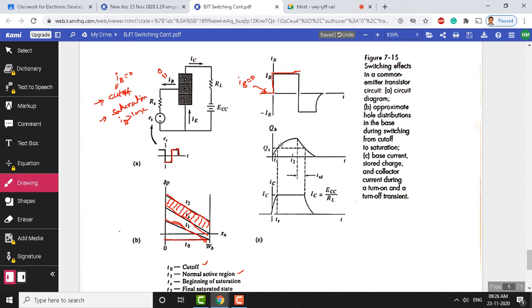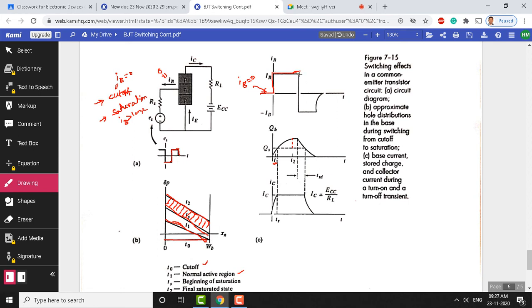At T2 we are at the final over-saturation. T1 is in between, before the saturation commencement, and T2 is the final saturation or over-saturated region. So this is the timing instant, and this is the final saturation region.